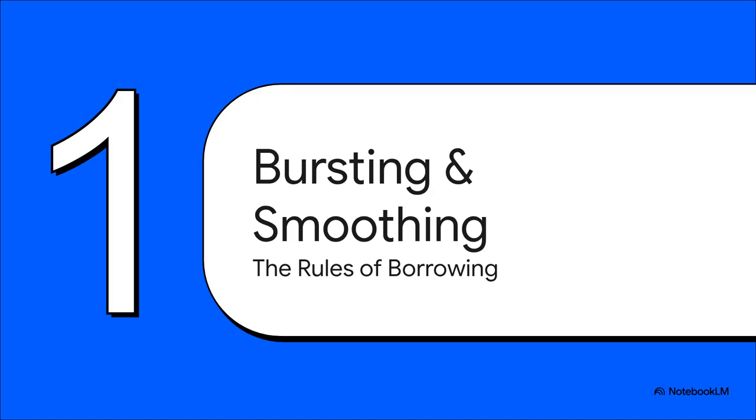Okay, so let's get into the nitty-gritty. If you really want to master your capacity, you have to understand the rules of borrowing. These are the two big concepts that give Fabric its incredible speed, but also, they introduce some risk. We're talking about bursting and smoothing.